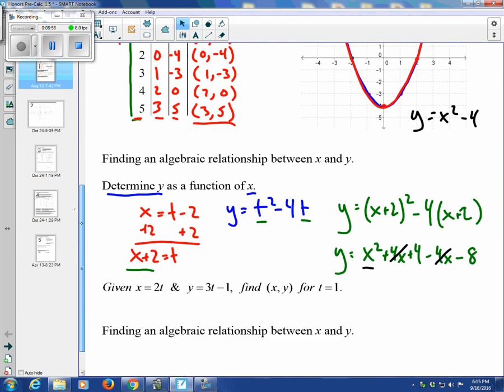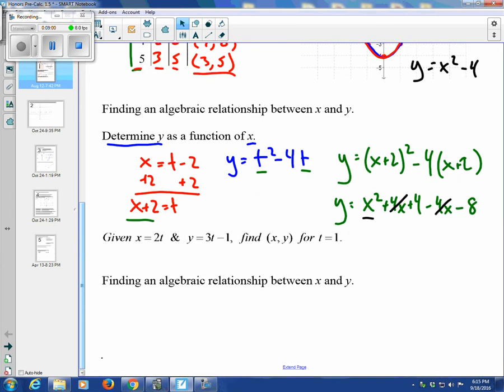Right here, what I want you guys to do is to find an algebraic relationship between x and y for our 2 parametric equations. So again, what that's going to mean is solving for t with our parametric equation defining x, and then plugging that back into the y equation to get y as a function of x. Okay, so pause the video and give this a shot.